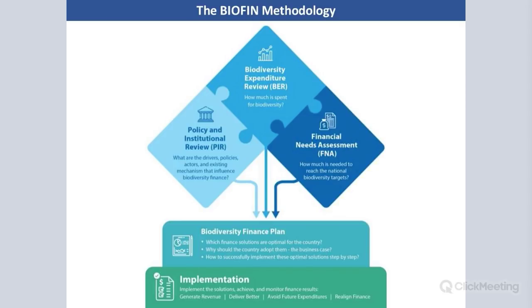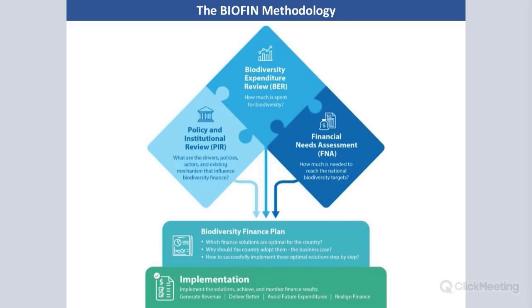The PIR also includes an analysis of biodiversity policies, existing finance mechanisms, and sources of revenues associated with biodiversity. The PIR identifies the core and non-core biodiversity institutions and defines their mandates, which serve as basis for the next workbook, which is the Biodiversity Expenditure Review.